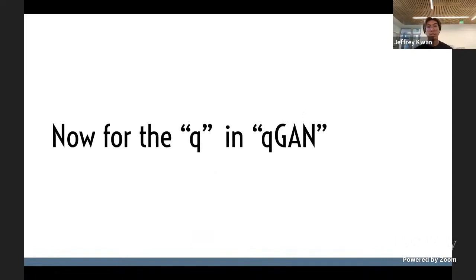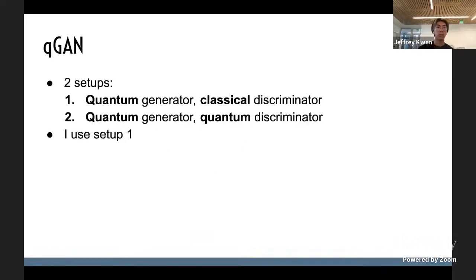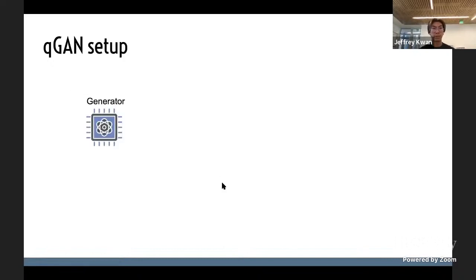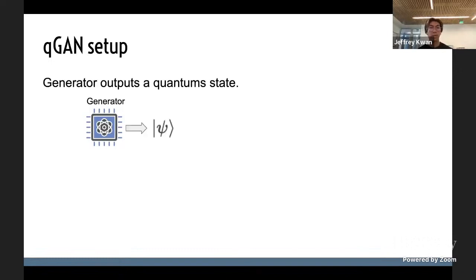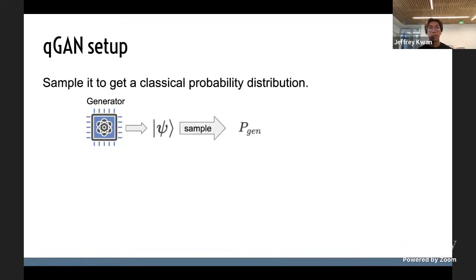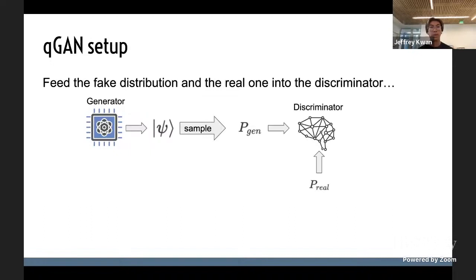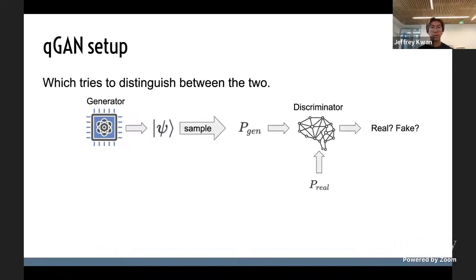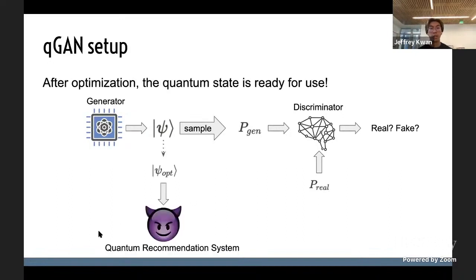So now let's add the Q into the equation. There are two setups in the literature: one uses a classical discriminator and one uses a quantum one. For the purposes of my research, I use the first setup. So same diagram, but let's do it the quantum way. We start off with the quantum generator. This spits out a quantum state. You can sample it to get a classical probability distribution, which you can then feed into a classical discriminator along with the real probability distribution, and the discriminator tries to tell if it's real or fake. Through a process of classical optimization, you end up with the optimal quantum state, which you can then do whatever you want with.